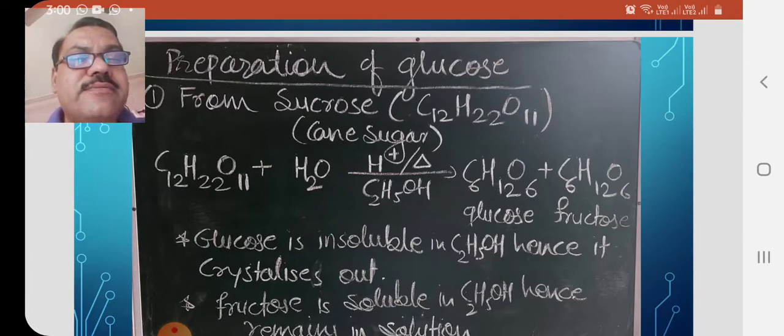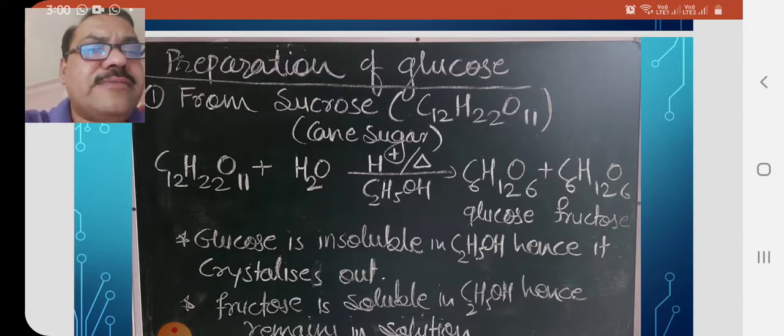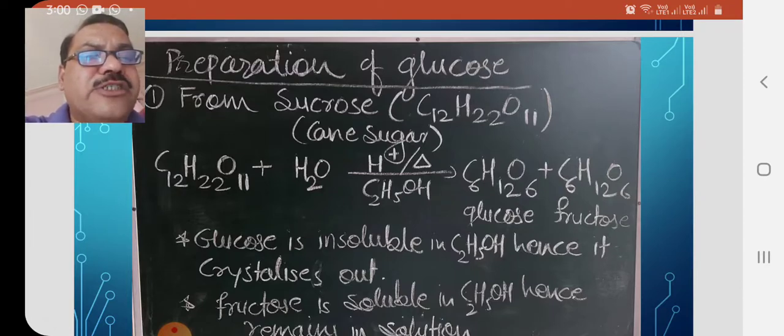hydrolyzed with water, reacted with water, in the presence of H+, it may be hydrochloric acid or sulfuric acid. So when cane sugar or sucrose is heated with water, that is hydrolyzed in the presence of HCl or H2SO4, a mixture of glucose and fructose is formed. C6H12O6 plus C6H12O6, but a glucose and fructose mixture is formed.